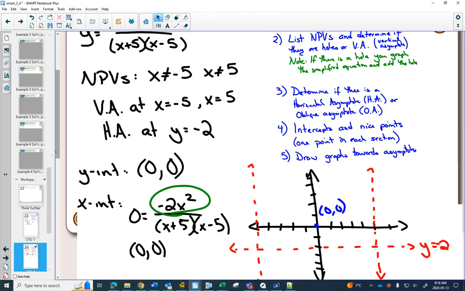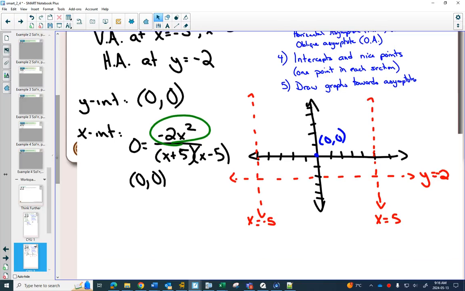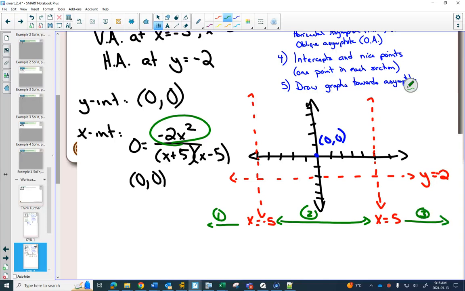Okay. As far as our graph goes, we have 3 sections. We have nothing in section 1. We have 1 point in section 2, but we're a little bit uncertain of what's happening in section 2. And we have no points in section 3. So we're going to have to find out what's happening here by adding some more points. I would plug in negative 6 to find out what's going to happen in section 1.